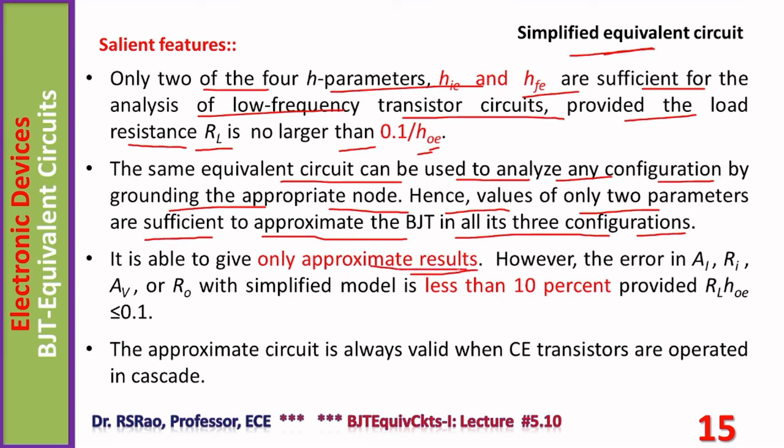Even the exact H parameter equivalent circuit does not give exact results, but this one gives much more inexact, much more approximate results. However, the error in current gain, input impedance, voltage gain, and R naught with the simplified model is less than 10%, provided RL times H naught E is less than or equal to 0.1. The approximate circuit is always valid when CE transistors are operated in cascade.